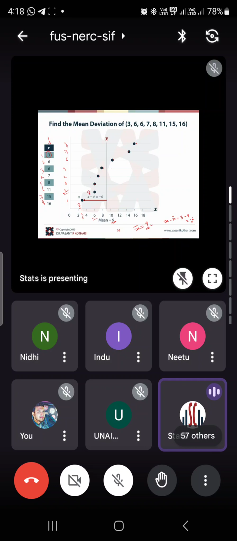In a similar way, this is a 6, 6, 7, 8, 11, 15, 16. If you see, this is a 6, so this is minus 3 points away, this is minus 3 points away, this is minus 2, this is minus 1, this 11 is 2 points away, this 15 is 6 points away, and this 16 is 7 points away from the center. So all these are the mean differences.